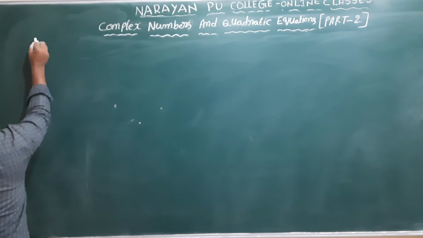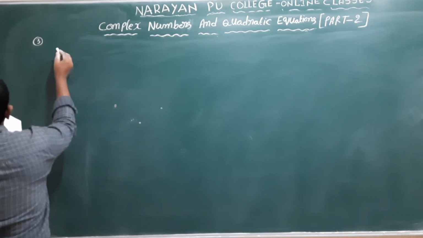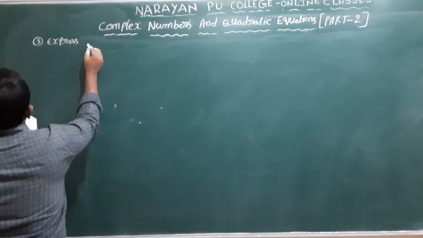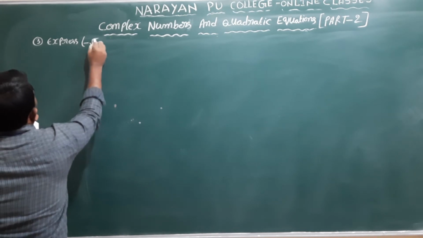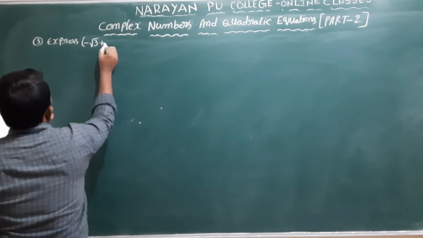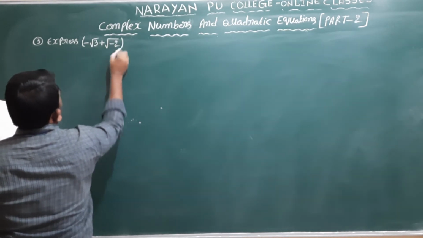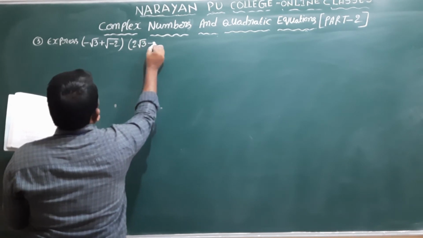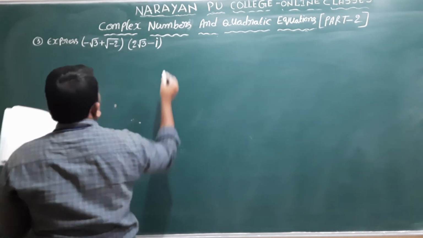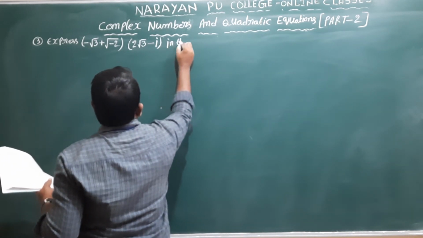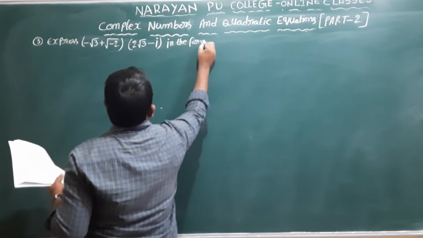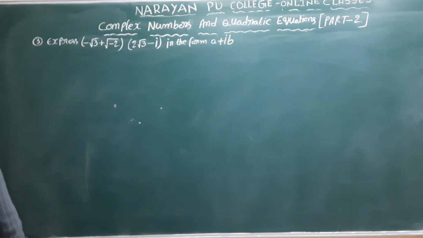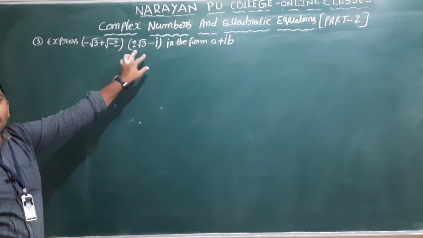Example: express minus root 3 plus root over minus 2 into 2 root 3 minus i in the form a plus ib. Here is multiplication of two complex numbers.